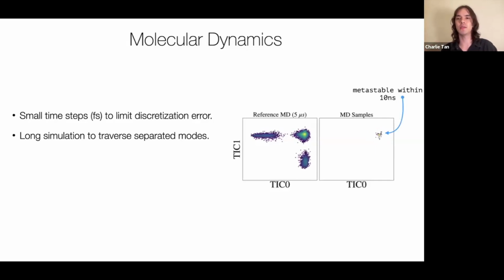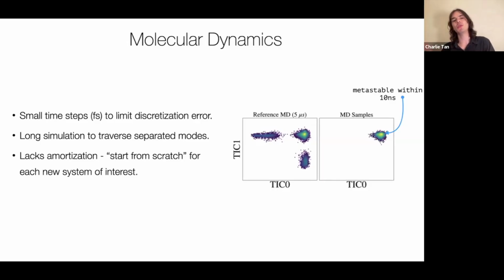I've got a little marking on the right-hand side. We have a 5 microsecond reference trajectory and the TICA projection thereof. And then we have a 10 nanosecond baseline trajectory. And we see that within those 10 nanoseconds, we haven't left this mode as defined by the TICA projection.